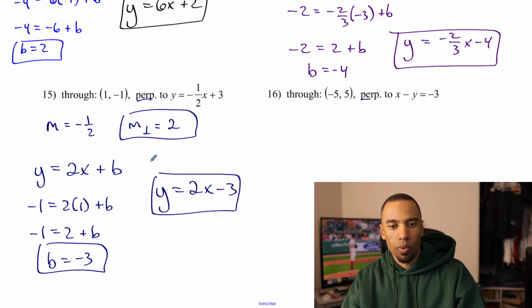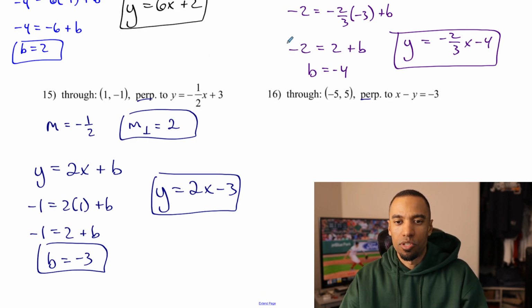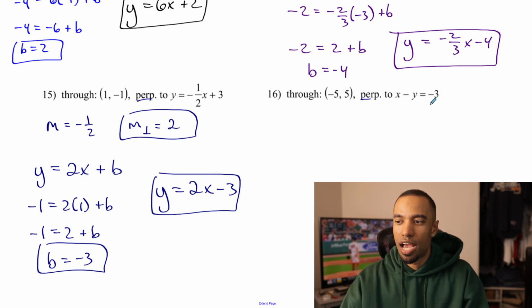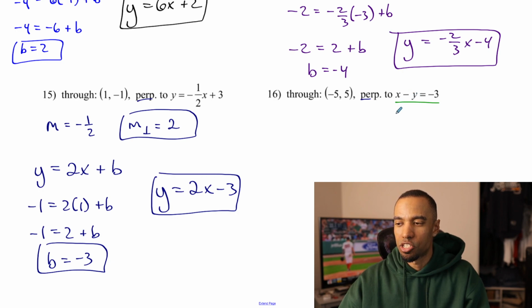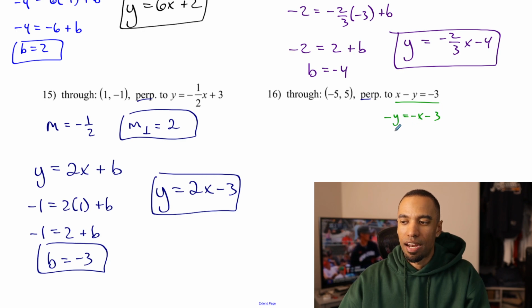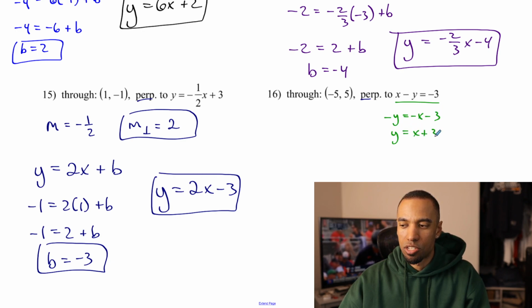Hopefully that's kind of making sense what I got there. Opposite reciprocal slope. Same thing here. This is in standard form to start with. I got to subtract x over. Negative y is negative x minus 3. Divide everything by negative 1. I get y equals positive x plus 3.